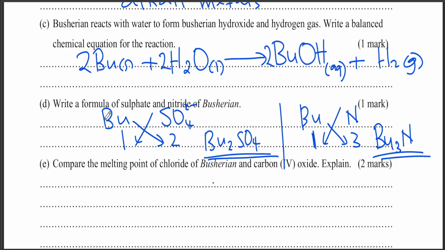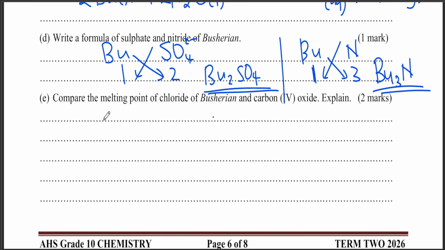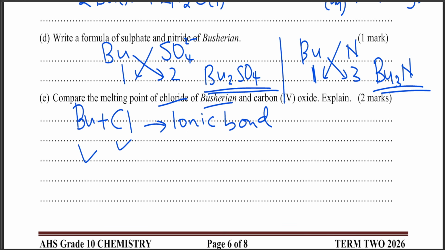Now compare the melting point of chloride of Busherian and carbon 4 oxide. So the melting point of Busherian and carbon 4 oxide. So now Busherian chloride. Remember, Busherian and chloride, when you react them, they form a bond called an ionic bond, because it's a metal and a non-metal. So ionic bond is usually very hard to break, and therefore it has a high melting point.